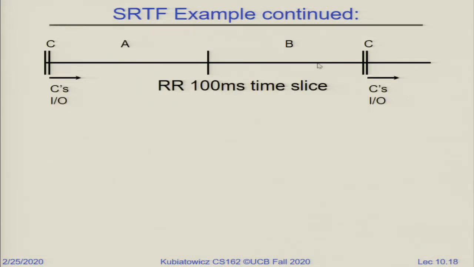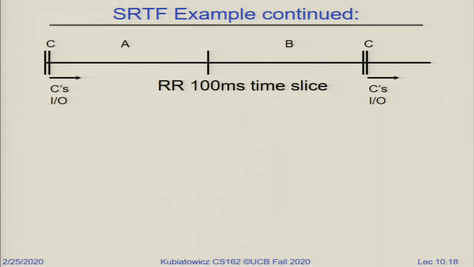So, for instance, here's round robin at 100 milliseconds. C runs until it hits I/O, and then it stops because it can't run anymore. Then A gets to take over. C runs for a short period of time, then A runs for 100 milliseconds, then B runs for 100 milliseconds, and then C runs for a short time. Are we going to get our maximum disk utilization out of this or not?